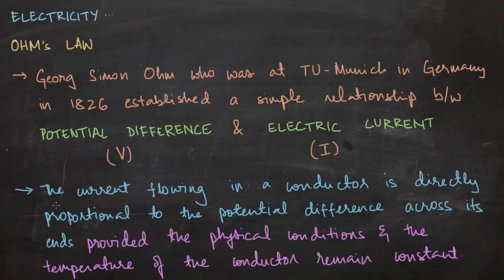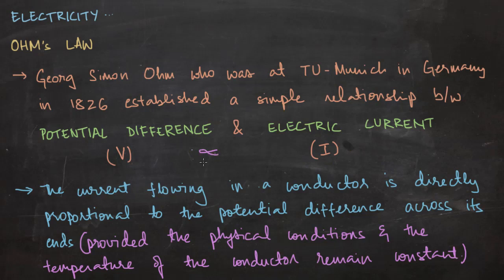As per Ohm's law, the current flowing in a conductor is directly proportional to the potential difference across its ends, provided the physical conditions and the temperature of the conductor remain constant. This portion that I have written in pink is the extra condition that needs to be taken care of. Of course, the current flowing in the conductor is directly proportional to the potential difference. This is what Ohm's law states.